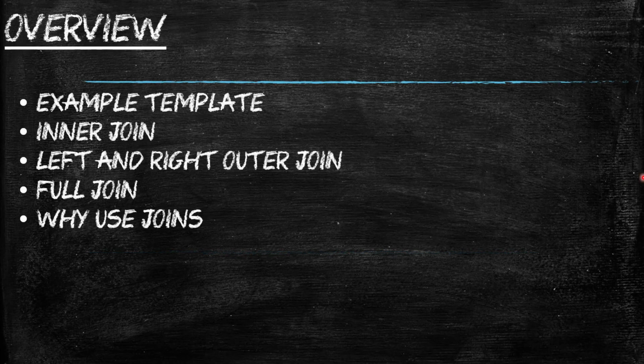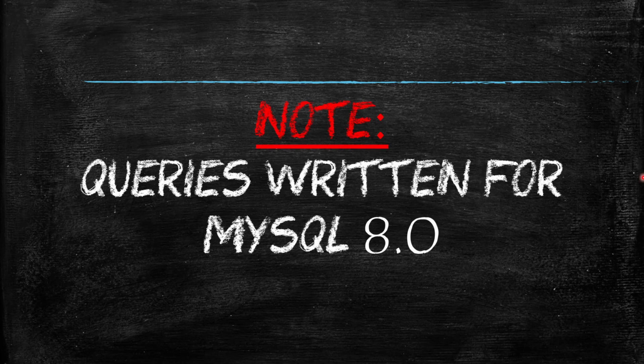Just a bit of an overview. I'll give you an example of some data, and then we'll go over inner joins, left and right outer joins, and then full joins, with a final explanation of why you would use these in the first place. Just a note that all the queries written for this presentation are for MySQL 8.0. They might not work for earlier versions of MySQL, and they might not work for other versions of SQL.